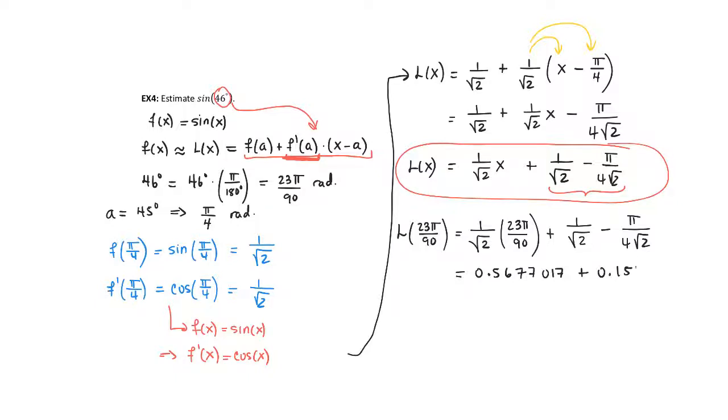This value should be pretty accurate. You're going to get something like this, and then when you add, you're going to get 0.7194448. Therefore, this is telling us that the sine of 46 degrees is approximately equal to this decimal that we got through the linear approximation.